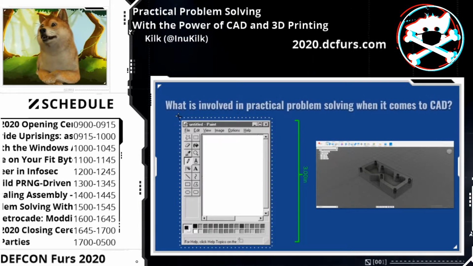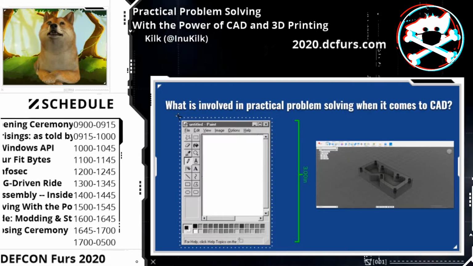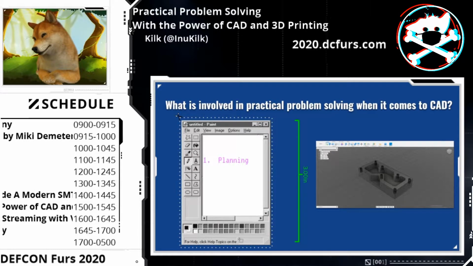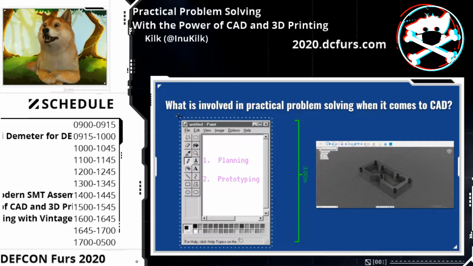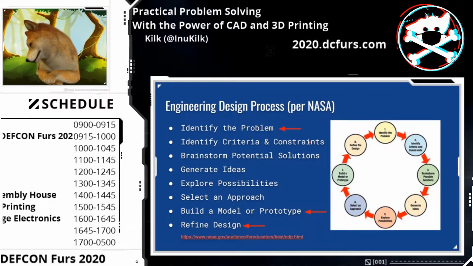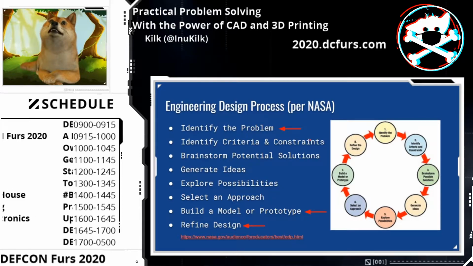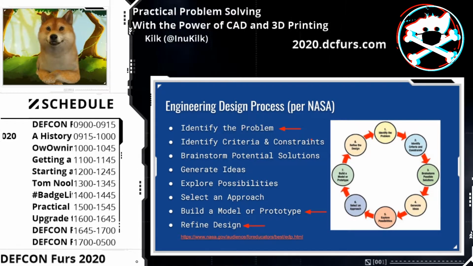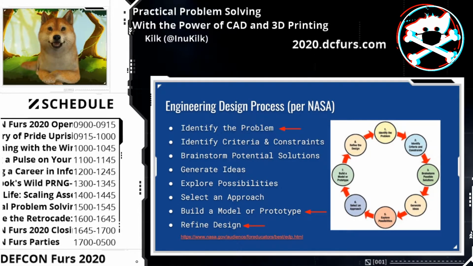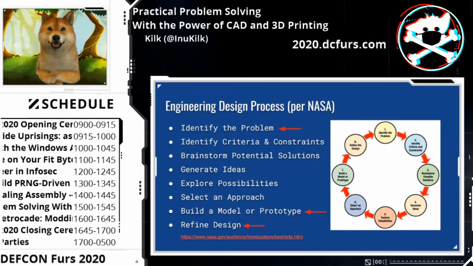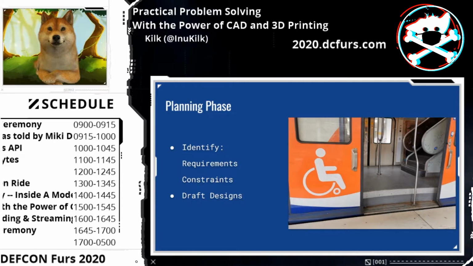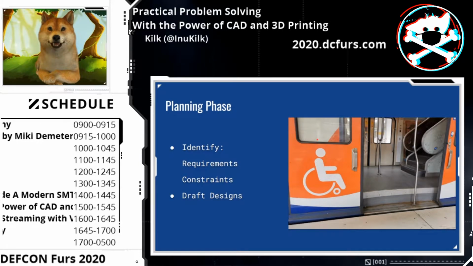So, what is involved in practical problem solving when it comes to CAD? I've broken it down into 3 phases, which include the planning phase, the prototyping phase, and the production phase. Those phases derived from NASA's standardized workflow for the engineering design process. I specifically chose these 3 phases as we are not building a full-scale rocket today, but rather a more simple problem. A problem that started when I broke the enclosure for my dad's LCD screen. Hopefully he won't notice.